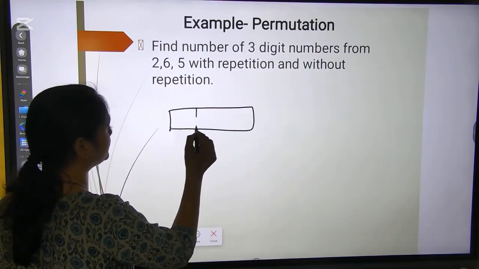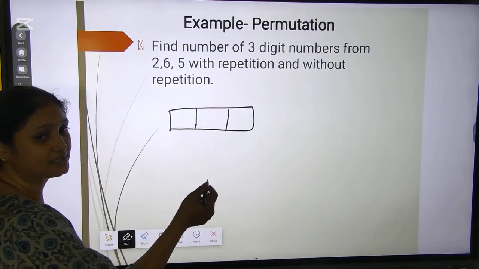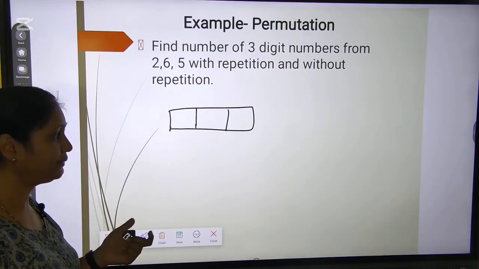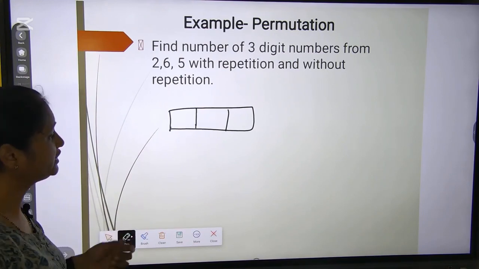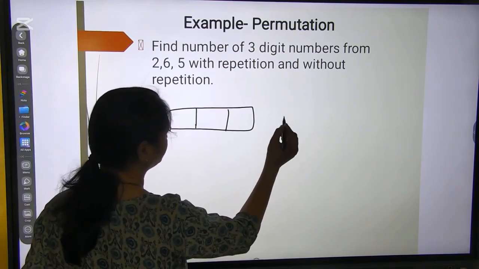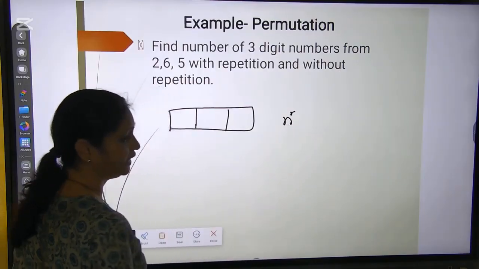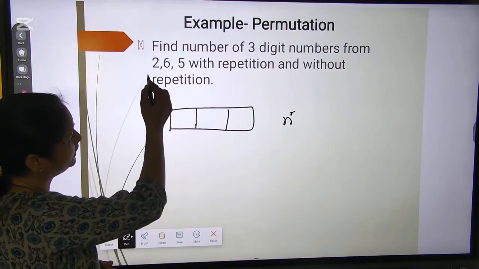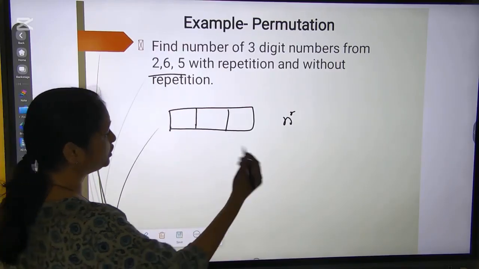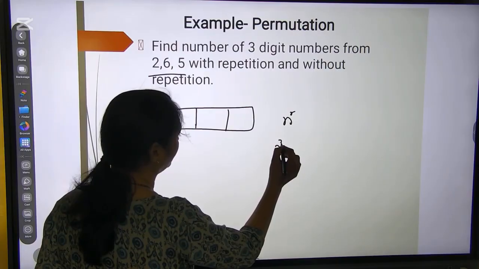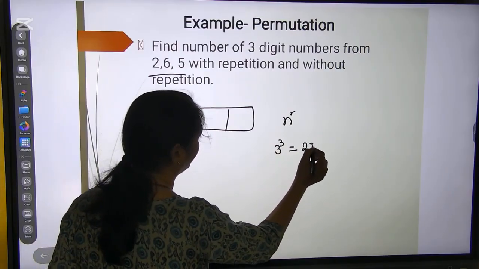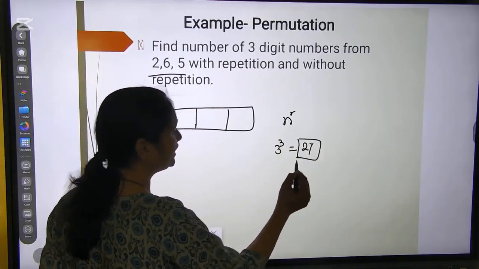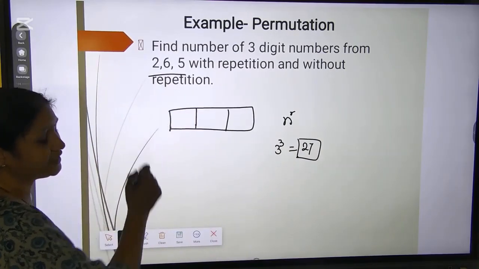Suppose we have 3 boxes and we have to arrange these numbers to get 3-digit numbers, the number of possible 3-digit numbers with repetition and without repetition. So with repetition we have the formula n raised to r. Here we have to take all the 3 elements, so our formula is 3 raised to 3, and this is equal to 27. So with repetition we can get 27 such 3-digit numbers from these 3 digits.